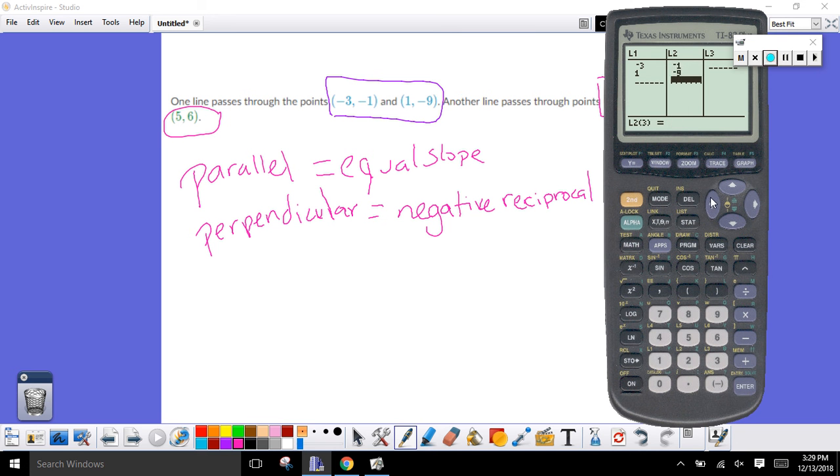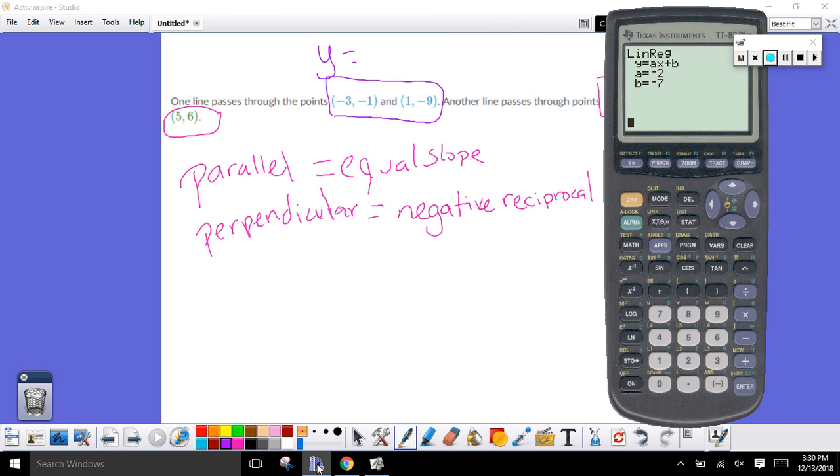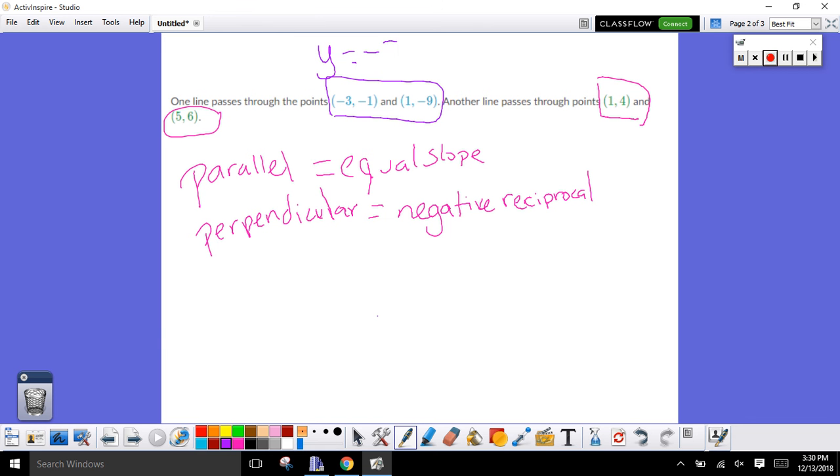Okay, guys, remember the steps. Stat again, calculate, then I am going to do linear. Press enter, enter, and it gives me my equation. My equation says y equals, I have a -2 slope and a -7 y-intercept. So my equation for the first set of points should be y equals -2x minus 7. I have my first equation that fast.